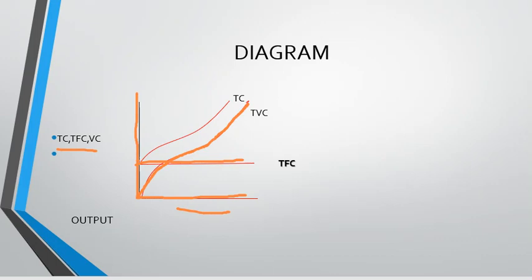So this is the total cost which starts from here, not from the origin, because when we are not producing anything, it will be equal to the total fixed cost. Total cost will be parallel to total variable cost, and the difference will indicate the total fixed cost, which will remain constant.